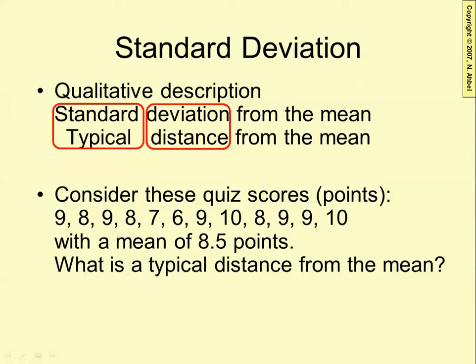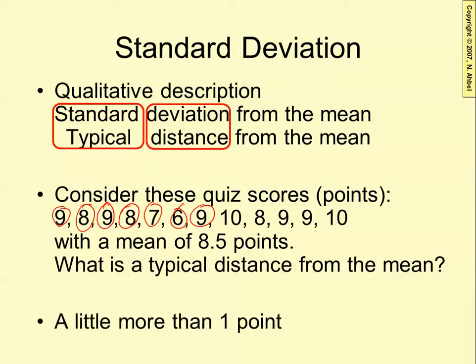These quiz scores have a mean of 8.5 points. So what's a typical distance from the mean? Well, 9 is 0.5 points from the mean, 8 is 0.5 from the mean, 0.5, 0.5, 1.5, 2.5, 0.5, and so forth. So think for a moment, what is a typical distance from the mean? If you want to think about it, you could pause and then hit play again.